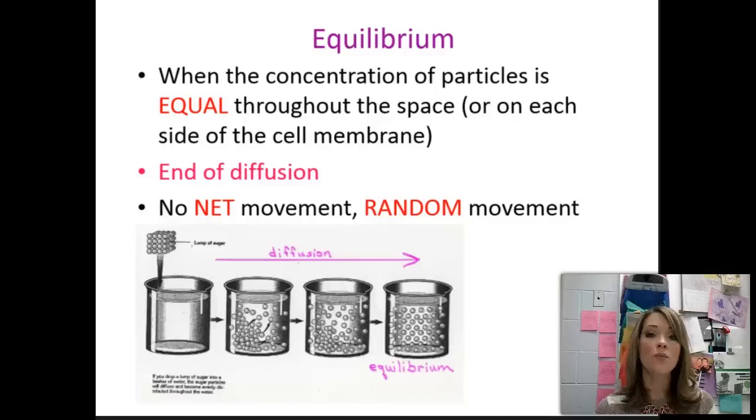There's not going to be any net movement as one side gains particles and the other side loses particles. There can be random movement back and forth. The particles aren't going to just stop moving. There is going to be some movement, but when they're equal, there's not going to be any net movement.